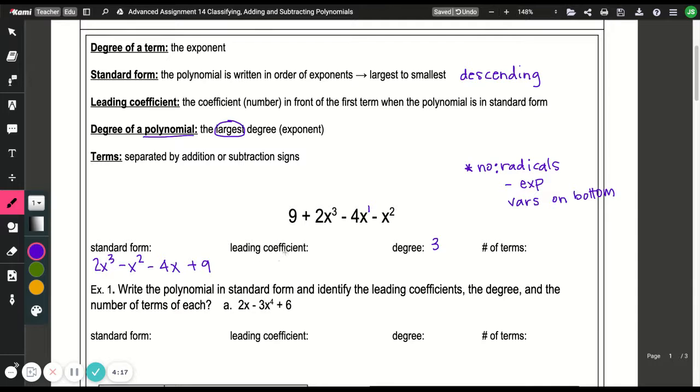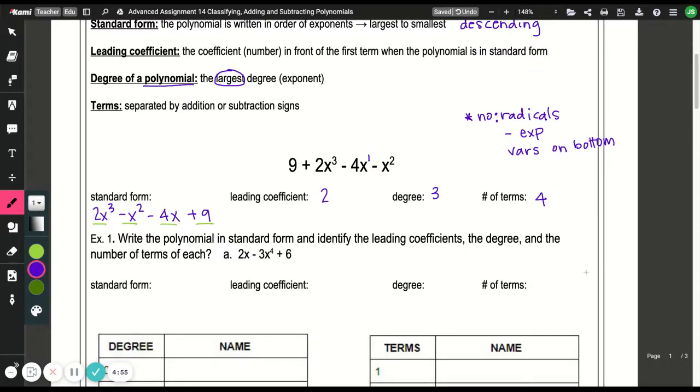So the leading coefficient means once you've put it in standard form, what is the very first coefficient? The very first number is 2. The degree we talked about, the degree is the highest exponent, so that's 3. And how many terms does this have? It has 1, 2, 3, and 4 terms. Let's underline those. There's 1, 2, 3, and 4 terms. Every time you see an addition or subtraction sign, that signals that it's a separate term.